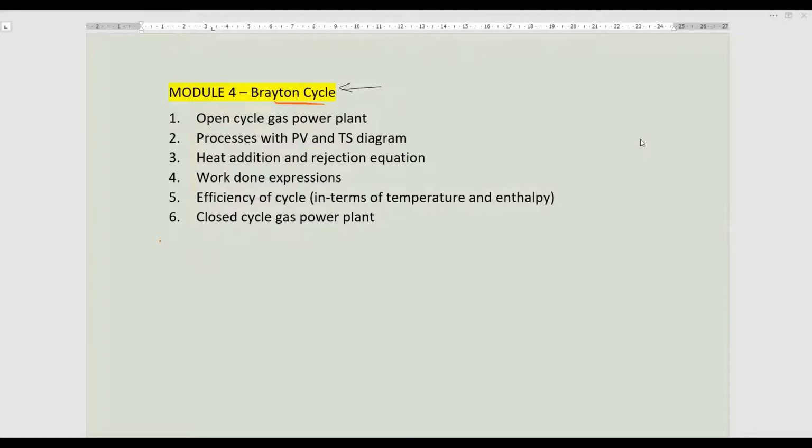Keep in mind, Brayton cycle is also called as Joule cycle. Right on. It is also called Joule cycle.